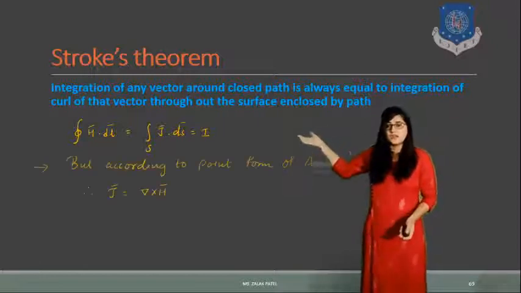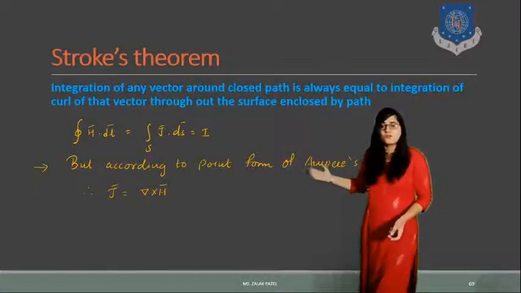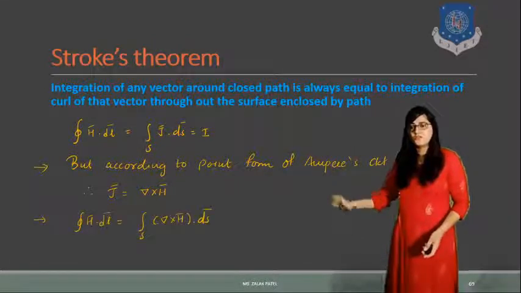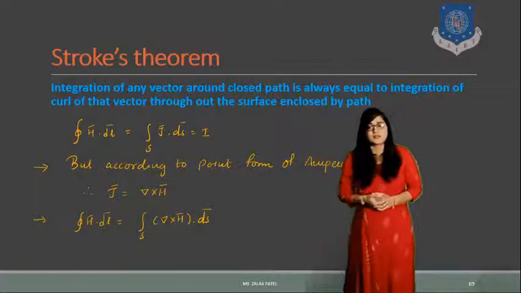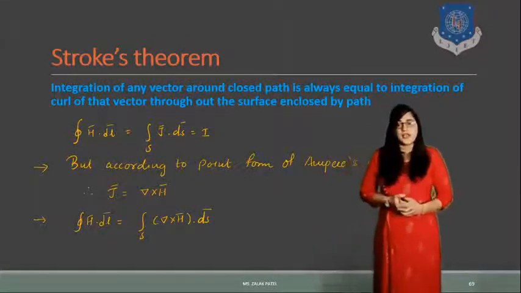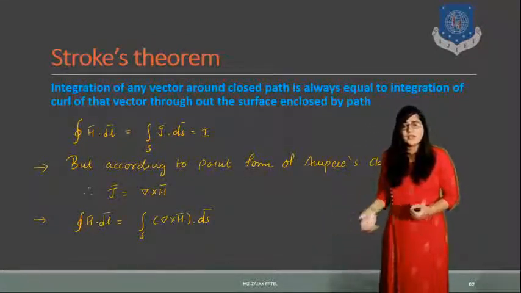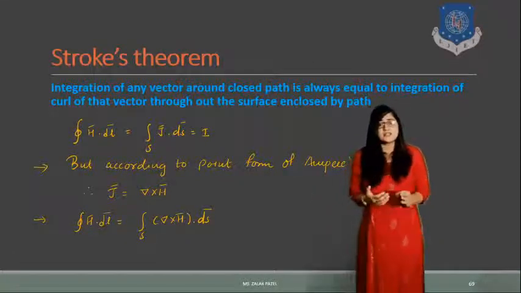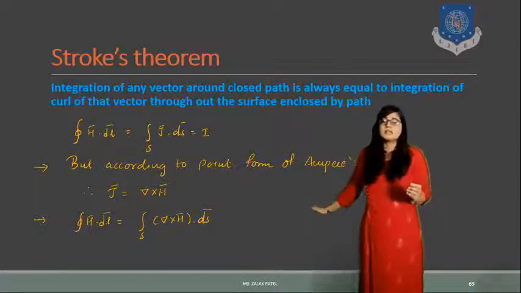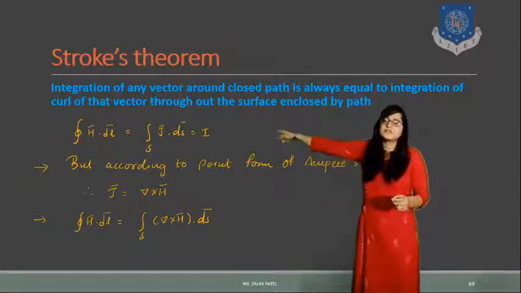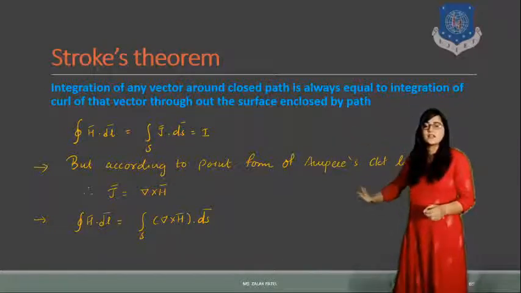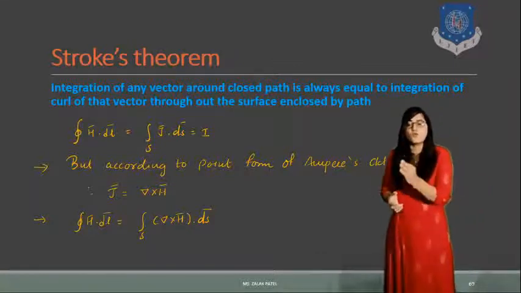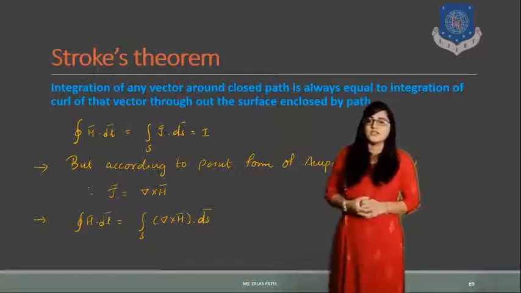So whatever I said is like this here. According to point form, we write del cross H. If you don't want to write this much, then you can also write the direct equation, that is integration H dl equal to surface integration del cross H dS. This is how we can get Ampere circuital law as well, because if you remember, del cross H is J according to point form and J dS is nothing but I. So this is how we can relate Ampere circuital law with our Stokes theorem. In short, integration H dl equal to surface integration del cross H dS.